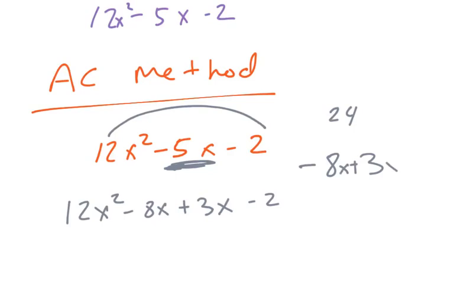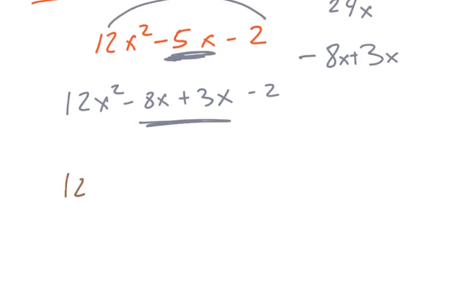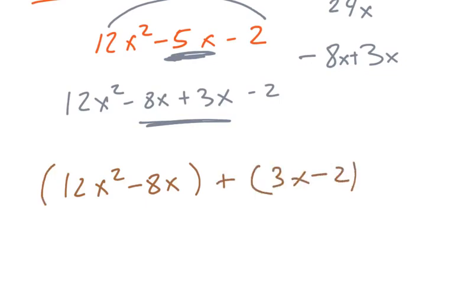So essentially, this is what I'm doing here. I'm writing it in such a way, this middle portion, I'm rewriting negative 5x as negative 8x plus 3x. From here, what we do is we take these four terms and we siphon them off into two binomials. And now we apply what's called factor by grouping.